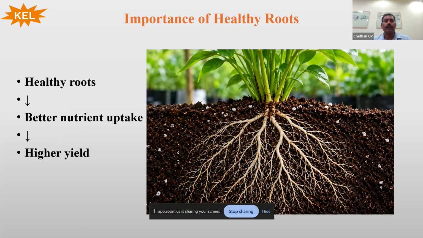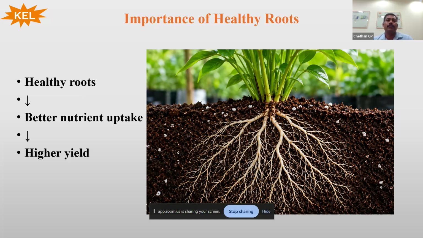Importance of healthy roots. Healthy roots are the foundation of every successful crop. They absorb water and minerals, nutrients, and anchor the plant. They synthesize hormones and interact with beneficial microorganisms. When roots develop freely in well-aerated substrate, the plant establishes more quickly, grows vigorously, and produces better quality flowers and fruits. Healthy roots also improve the plant's ability to tolerate environmental stress such as heat and temporary water shortages.